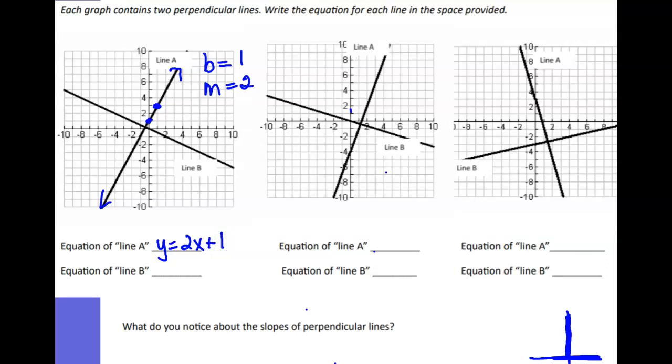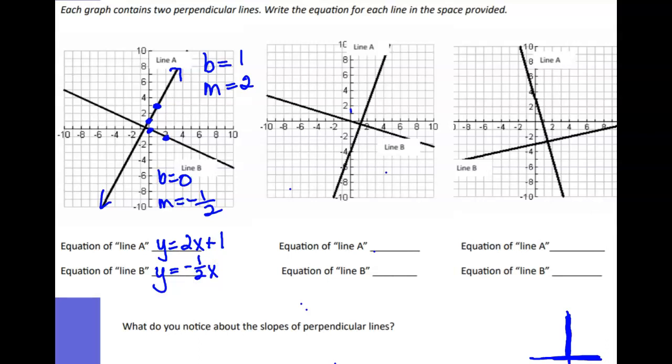Now line B, if I look at line B, we're actually crossing right there. There it is. Our y-intercept is 0, and our slope, we're going to go down 1 and to the right 2. So I've got a negative 1/2 slope. So notice our slopes are different with perpendicular lines. y equals negative 1/2 x plus 0, but I'm just going to say negative 1/2 x. All right, so keep that in mind.